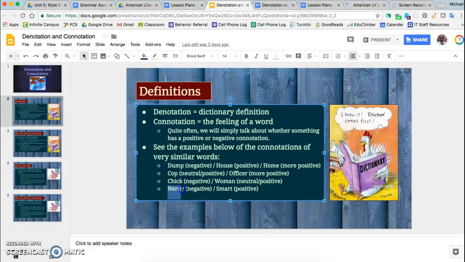The terms down here are a little bit more clear cut, kind of like dump versus house. Nerdy is obviously the more negative term here, with a very similar meaning to the word smart, which would be the positive term.